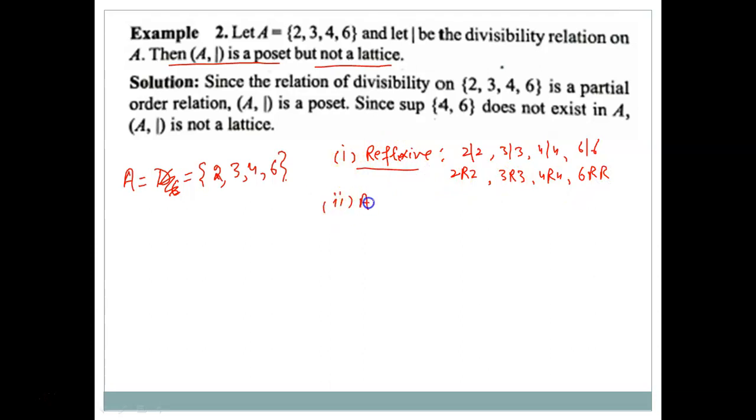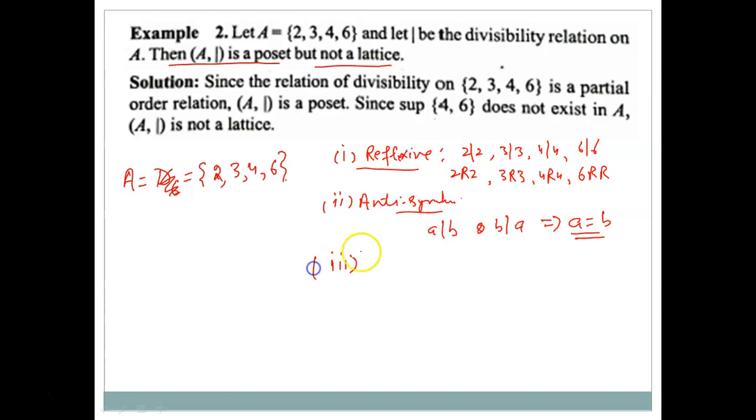Second is anti-symmetry. You can see that if A divides B and B divides A, this implies A has to be equal to B. Otherwise it is not possible. There are no two distinct numbers here such that A divides B and B divides A. It is possible only when both are equal. That is why the relation is anti-symmetric.